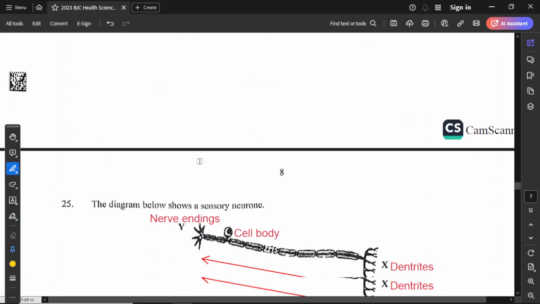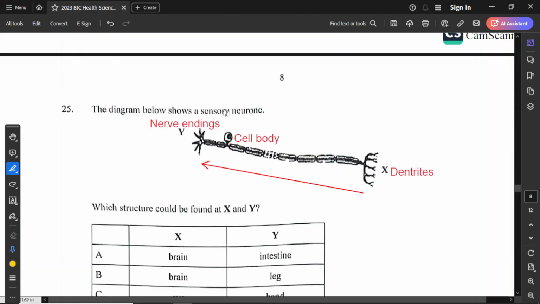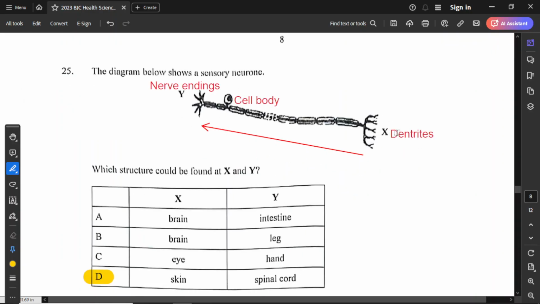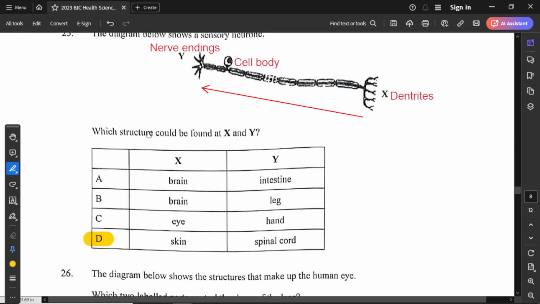All right. Question number 25 is a diagram below shows a sensory neuron. And now we know this is a sensory neuron. The cell body is at the side. So take note of that. Here we have our nerve endings and here we have the dendrites. Point to note is that impulses always travel from dendrites towards the nerve endings. So please make a note of that.